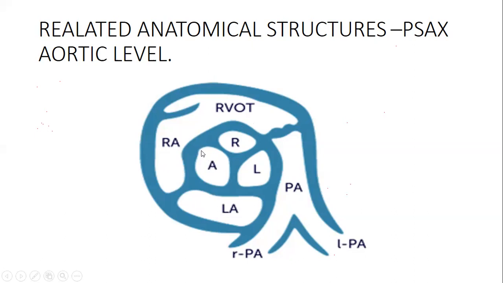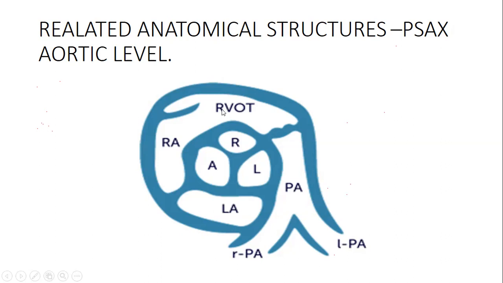Now, at that level, adjacent to the non-coronary, you've got the left atrium. After the left atrium, you go through the right ventricular outflow tract. Don't worry about these images. They will start making sense as we continue.